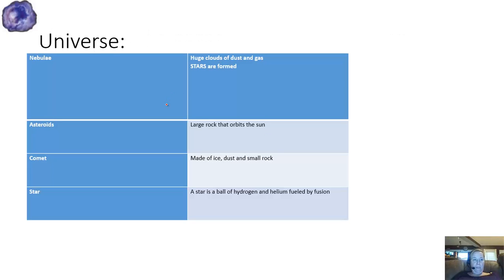All right, let's talk about the universe. The nebula. Nebulae are huge clouds of dust and gas, and that is where stars are formed. Stars are formed in nebulae. Okay, and this is a nebula right here. Asteroids. Asteroids are just large rocks, and they revolve around the sun. Comets are made of ice, dust, and small rocks, mostly ice and dust, and they also revolve around the sun in our solar system.